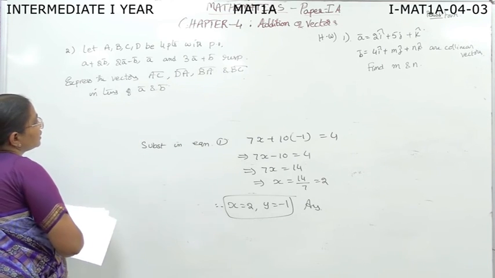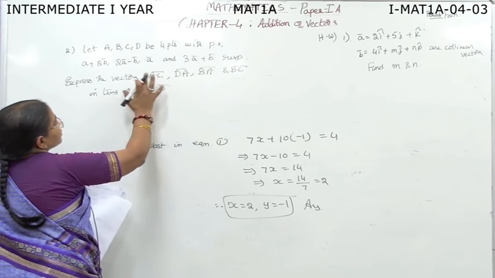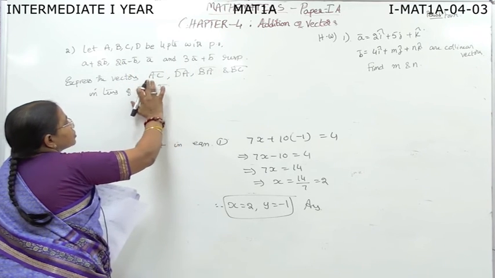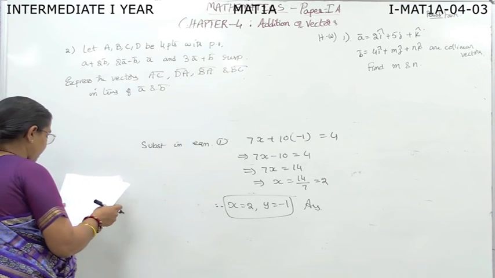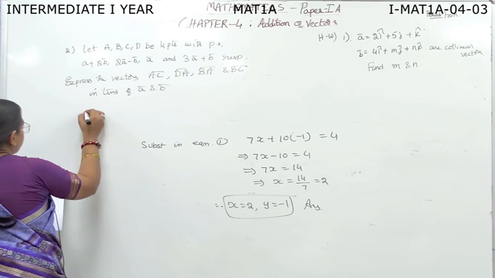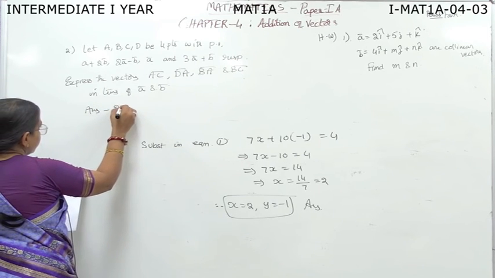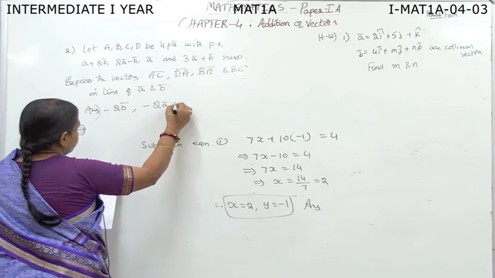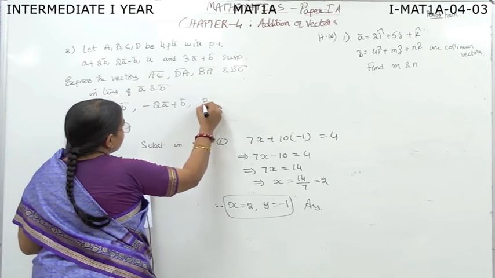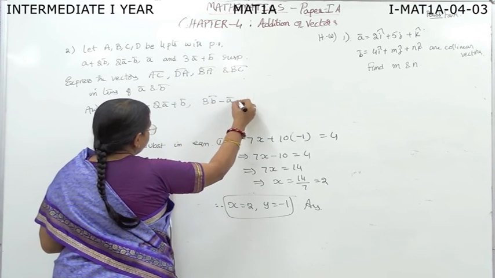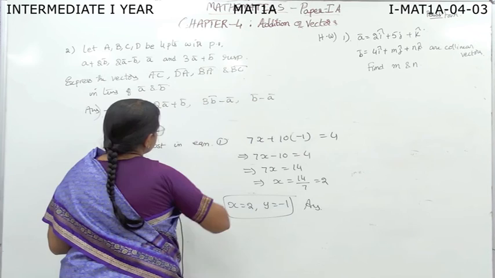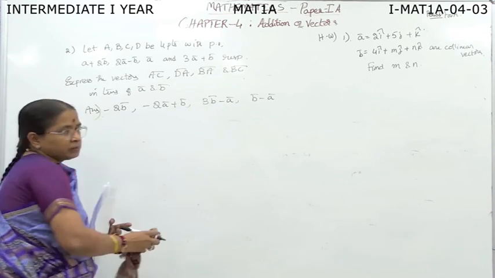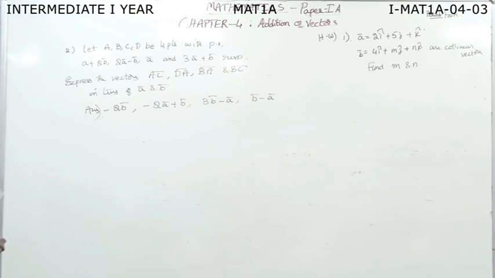So what is AC? AC is OC minus OA. This is OA, OB, OC, OD. So AC is OC minus OA, like that. You subtract, simplify. So you'll get the answers as minus 2B and then minus 2A plus B and then 3B minus A and then B minus A. This is the answer. Now we'll take two more problems for homework.